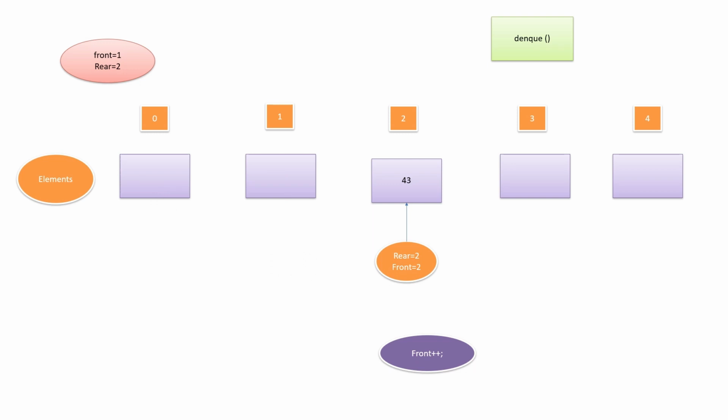Let's move on. What if we want to dequeue again? In the previous slide, our front was at 1 and our rear was at 2. So now the first index element will be deleted and our front will be incremented by 1. So now our front and rear point at the same index.